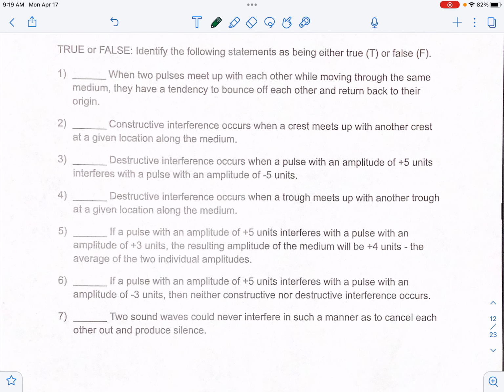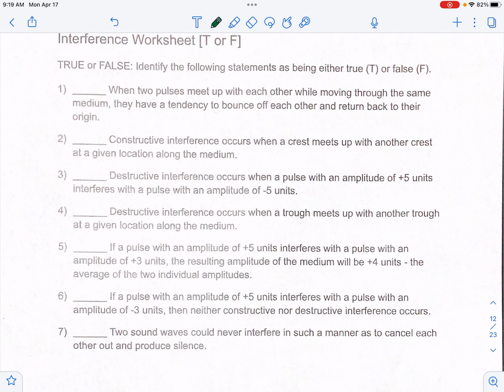Okay, true, false. Identify the following statements as being either true or false. 1, when two pulses meet up with each other while moving through the same medium, they have a tendency to bounce off each other and return back. That is false, because we just talked about that: the waves are just going to keep going through each other. Whether they're constructive or destructive when they meet in the middle, that's up to the waves, but they're just going to keep going through each other like nothing happened.